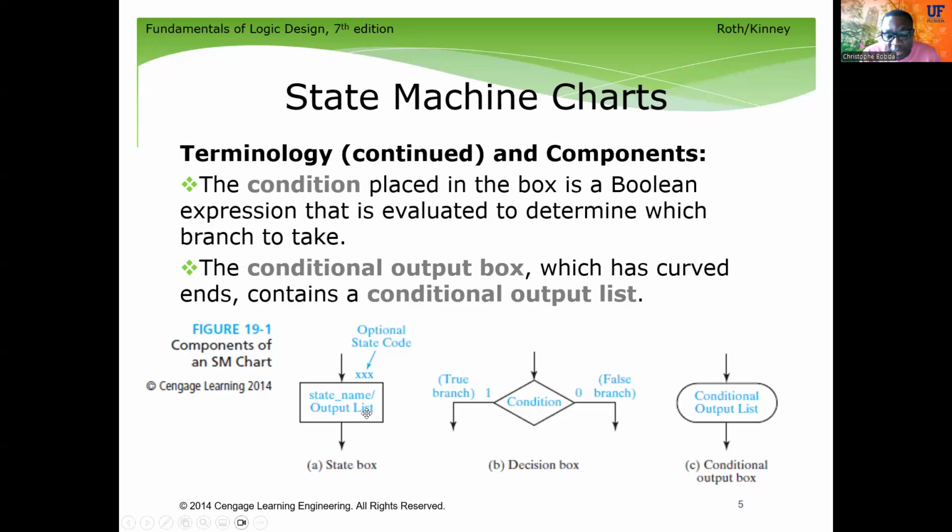So what is an ASM? An ASM is a chart that consists of a certain number of blocks or components. We have the state. The state is usually represented as a box like this with one entry point and one output point. This entry point will have the name of the state, and sometimes we will also have the output while we're in that state.